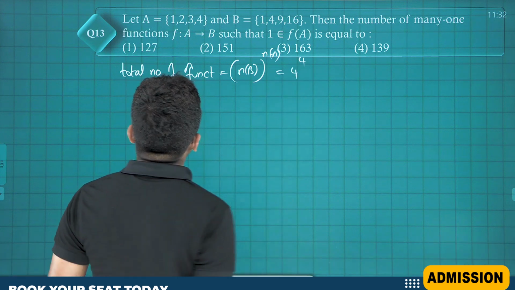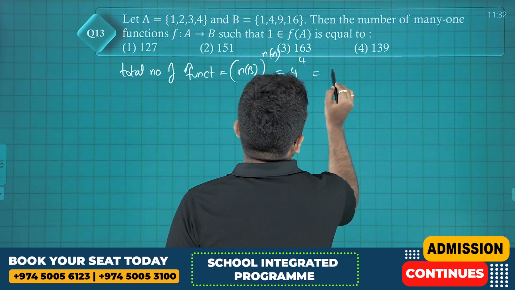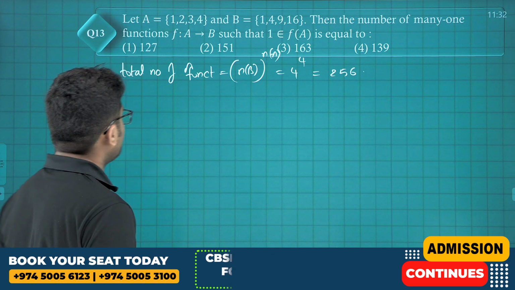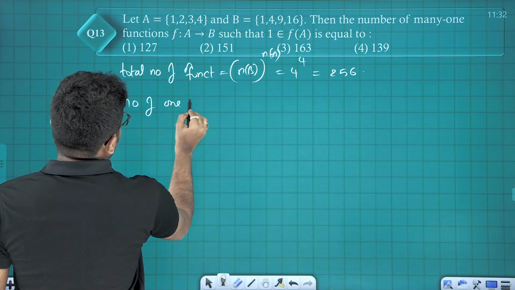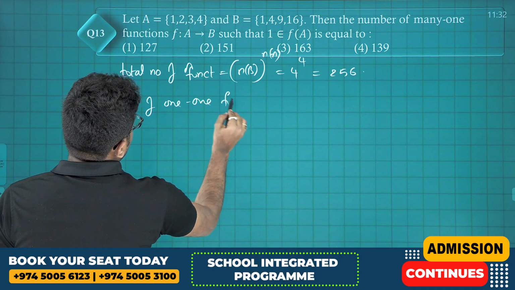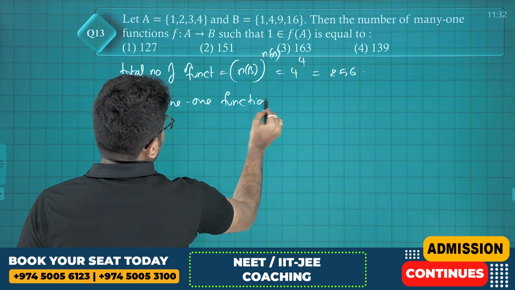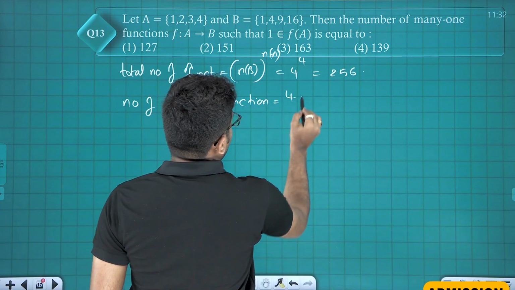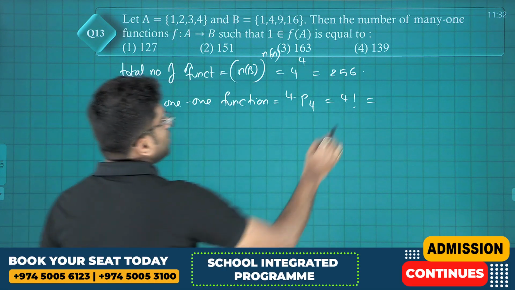4 power 4. Yes, no? So 4 power 4, which is equal to 256. 4 4s are 16, 16 into 16 is 256. Now the number of 1-1 functions is n(B)P n(A), that is 4P4, which is equal to 4 factorial, and 4 factorial is 24.